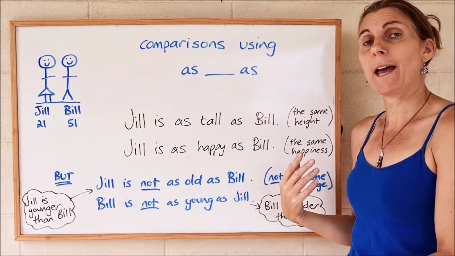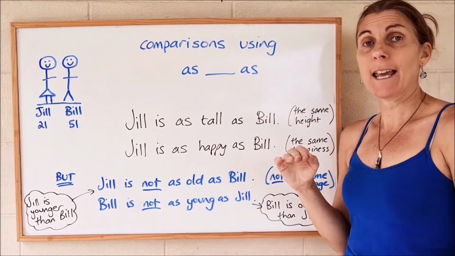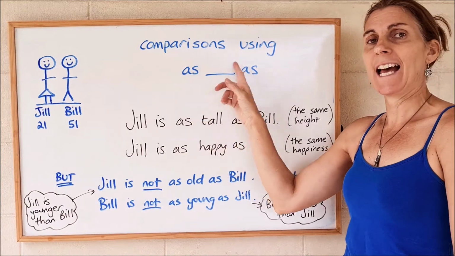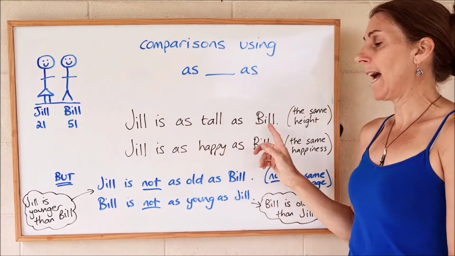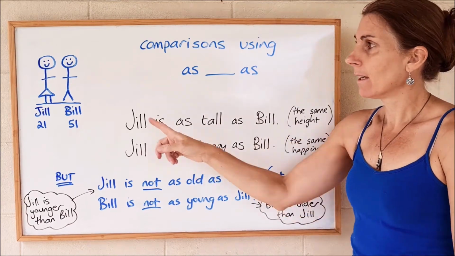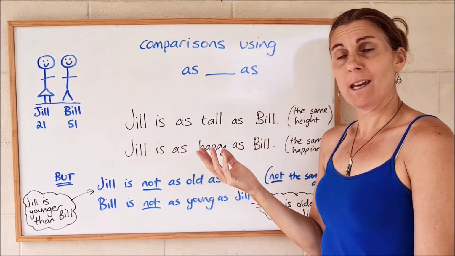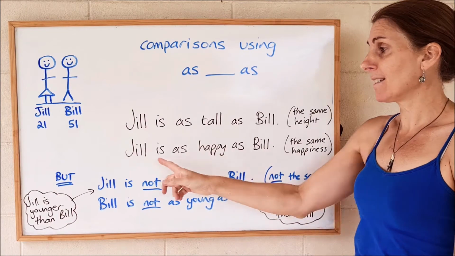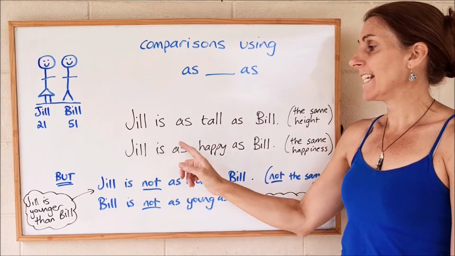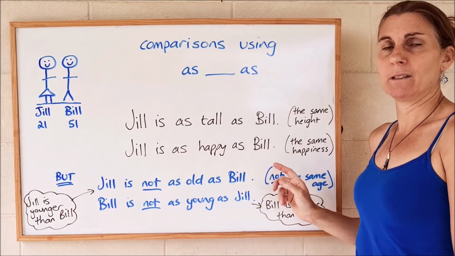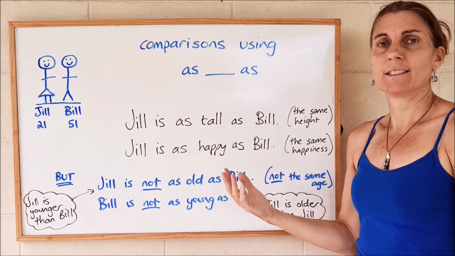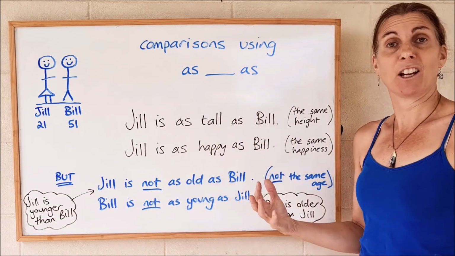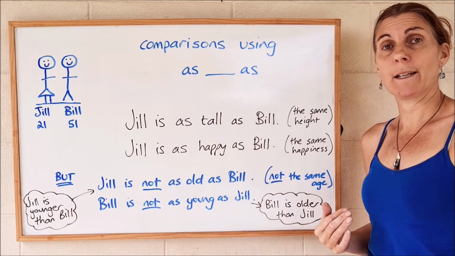So when you're comparing 2 things that are the same, we can use as and as. So Jill is as tall as Bill. Both Jill and Bill are happy. They're the same happiness, so we can say Jill is as happy as Bill. So as means the same. So we're comparing things that are actually equal in some way.